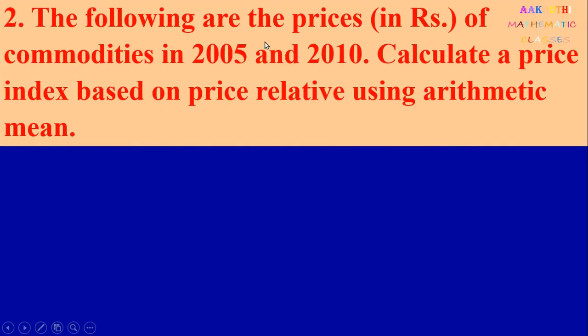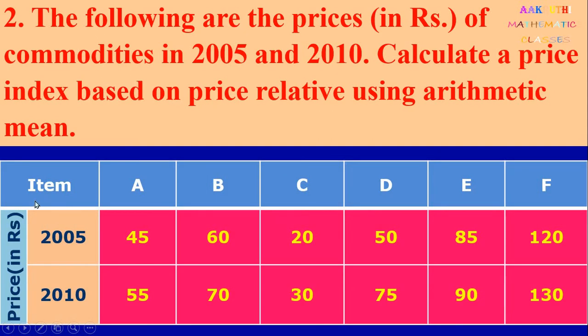Next problem. The following are the prices of commodities in 2005 and 2010. Calculate a price index based on price relative using arithmetic mean. You have to calculate the index number using the arithmetic mean method. Items A, B, C, D, E, F are given with prices for 2005 and 2010. In 2005, prices are 45, 60, 20, 50, 85 and 120. And in 2010, prices are 55, 70, 30, 75, 90 and 130.